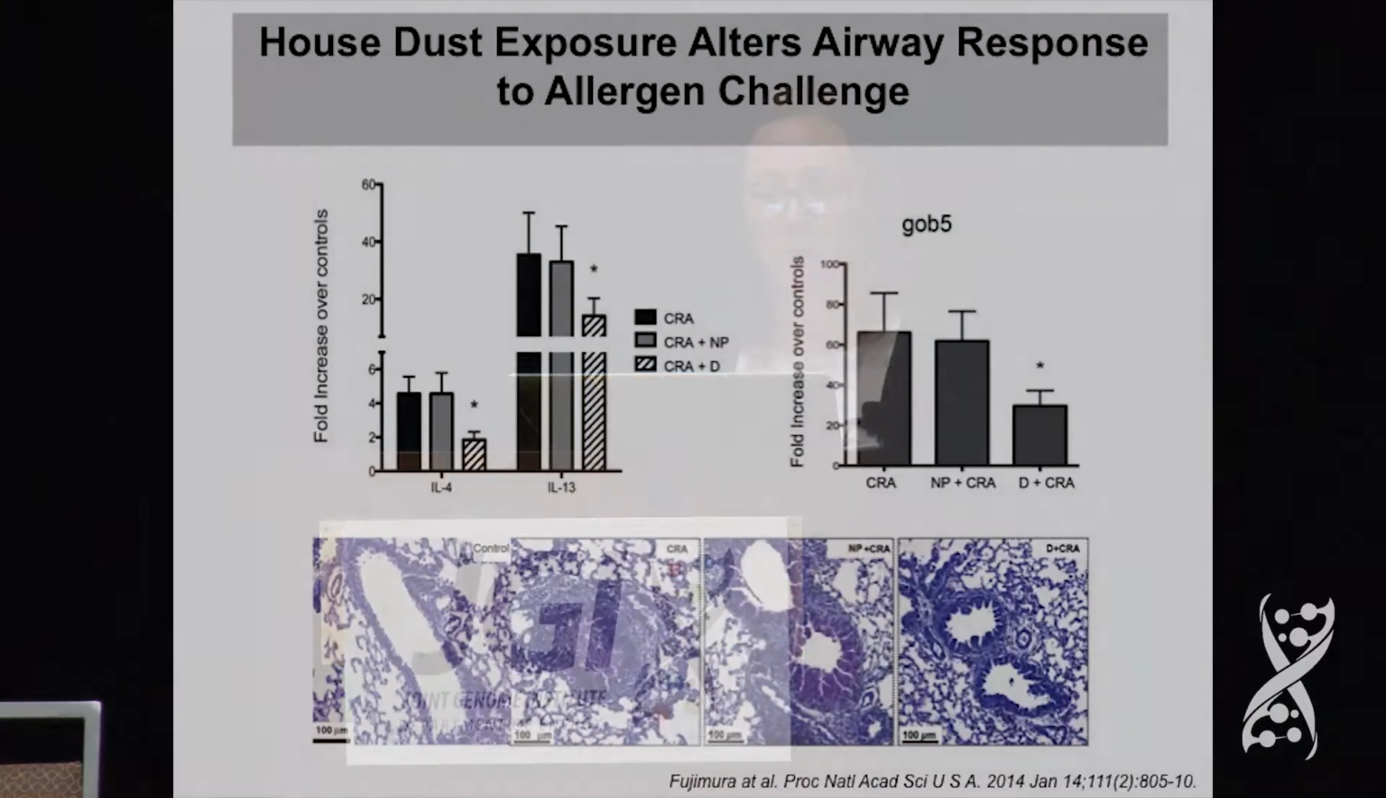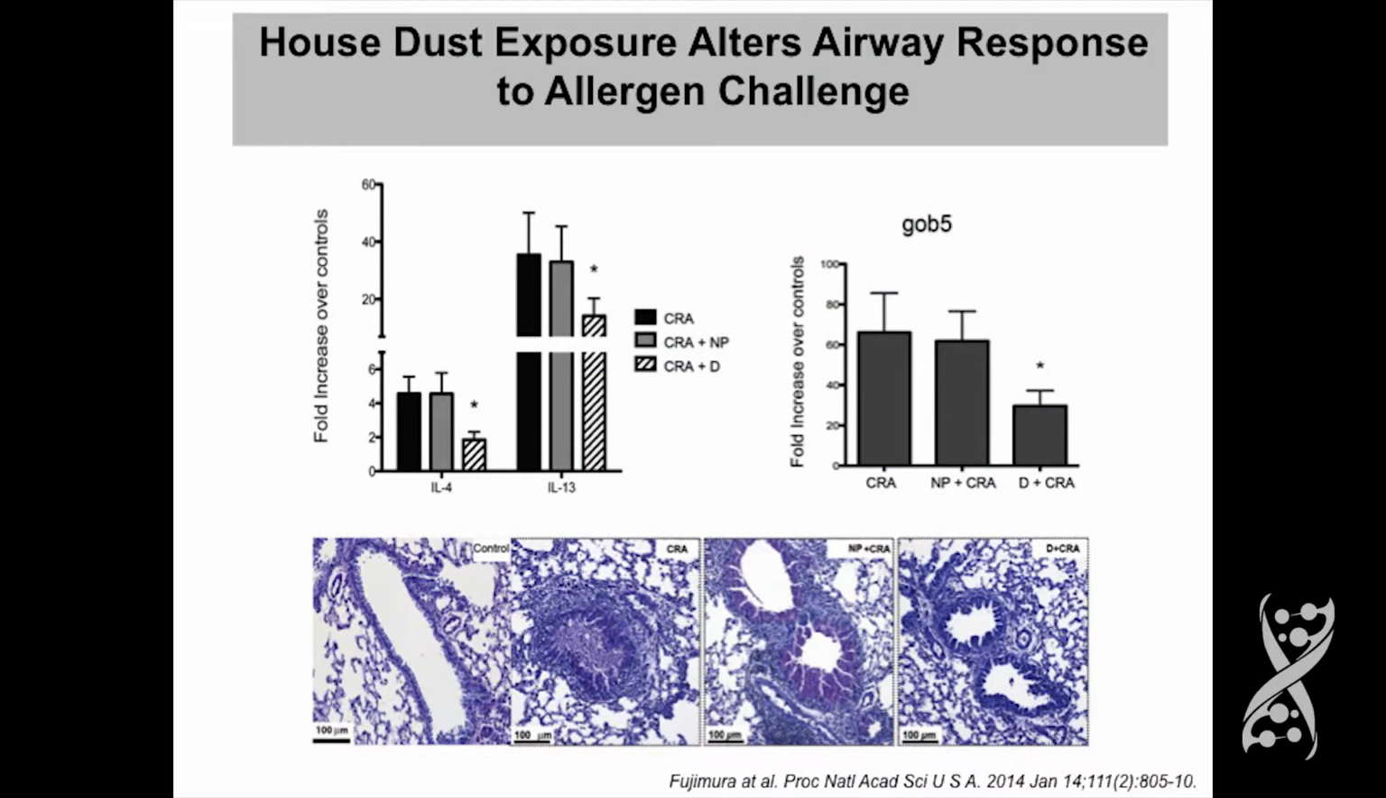per week. And what we found was that the animals that were orally gavaged with the dog-associated house dust had significantly reduced hallmark cytokine responses of allergic response in their airways. IL-4 and IL-13 are the two primary cytokines expressed by Th2 cells, which are the characteristic response to an allergic response. They also had significantly less mucin in their airways, as characterized by significantly reduced GOB5 expression.